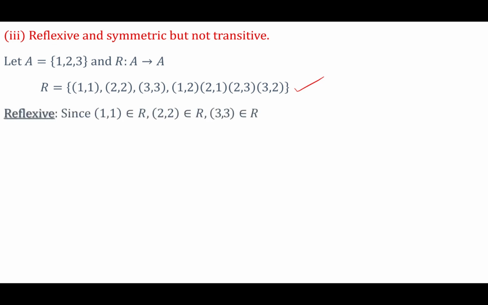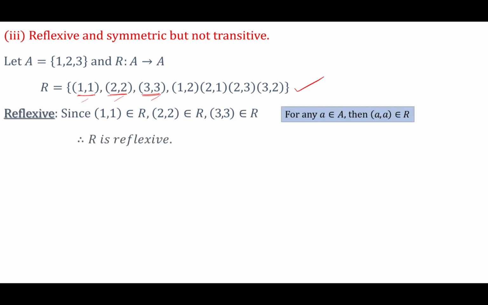And we know for reflexive, all ordered pairs with identical elements must be in the relation. Check, I have (1, 1), (2, 2) and (3, 3). This is mandatory. If these three ordered pairs are there in the relation, then it is a reflexive relation.